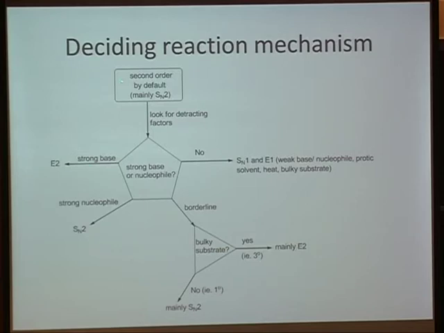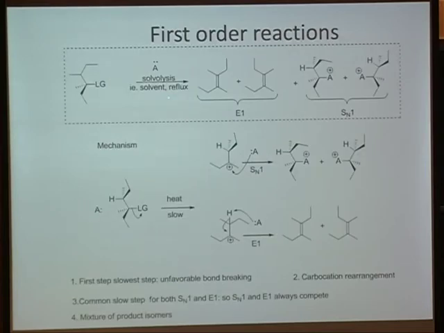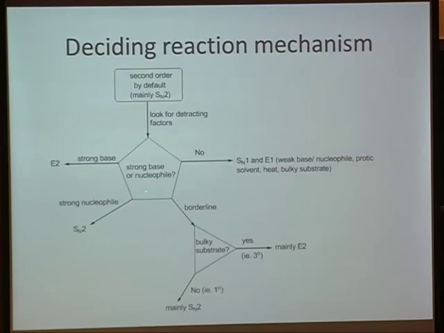So first of all, you start off with the default that this is an SN2 reaction. And you look for factors that detract you, all right? So is it a strong base or strong nucleophile? If it's a strong base, you'd get what? E2. A strong nucleophile? SN2. If it's none of that, that means you have a solvent, for example, methanol. Methanol is not a strong base or nucleophile. It's a neutral species, right? Therefore, you would get SN1 and SN2. No need to make a decision here. SN1 will happen. SN2 will also happen.